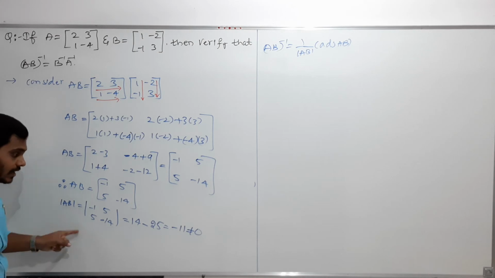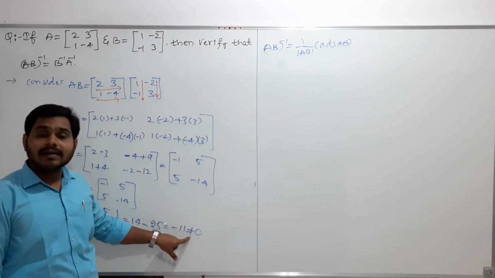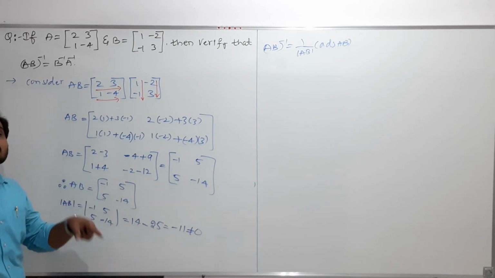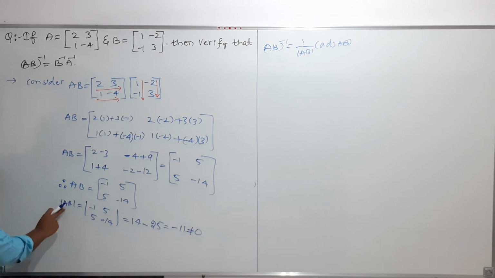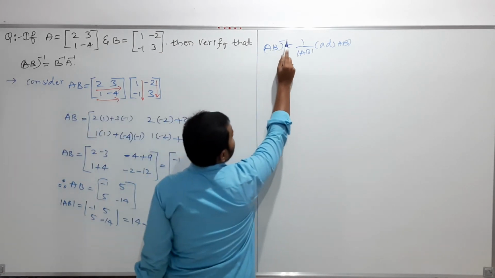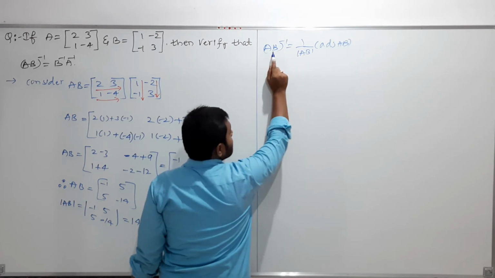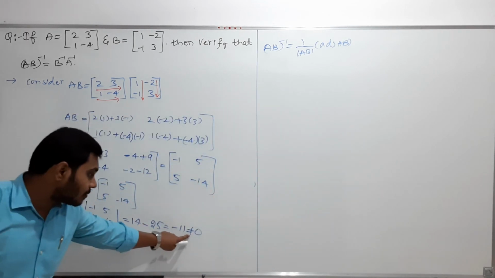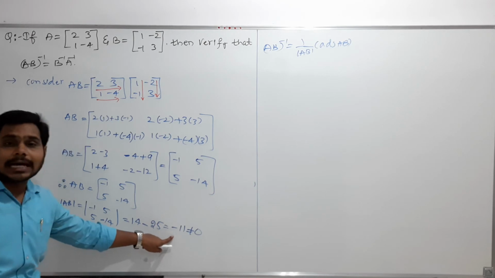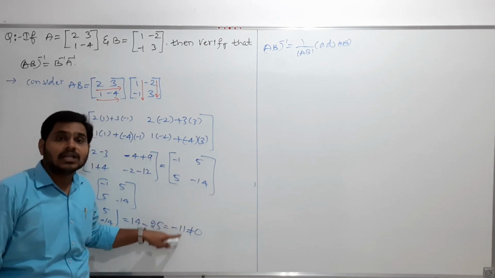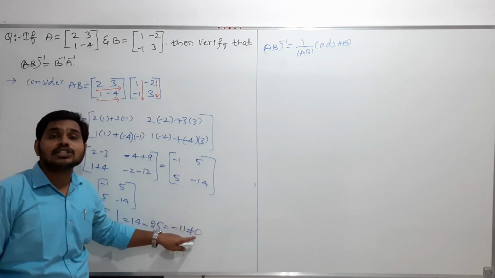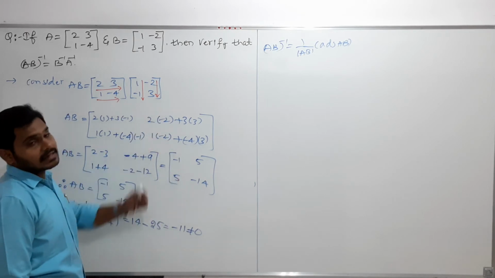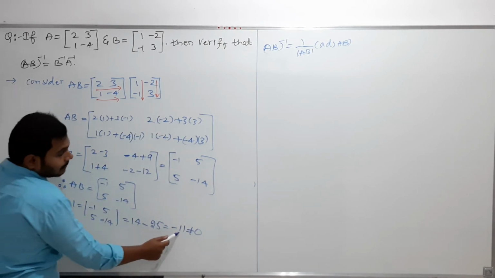The inverse exists only if the determinant value is not equal to 0. So the inverse exists only for non-singular matrices. So I am finding the inverse of AB. The inverse of AB exists only if AB is non-singular. AB is non-singular means what it indicates? The determinant of AB should not be equal to 0. After calculation the determinant of AB is minus 11. Therefore minus 11 is not equal to 0, so AB is non-singular and the inverse exists.